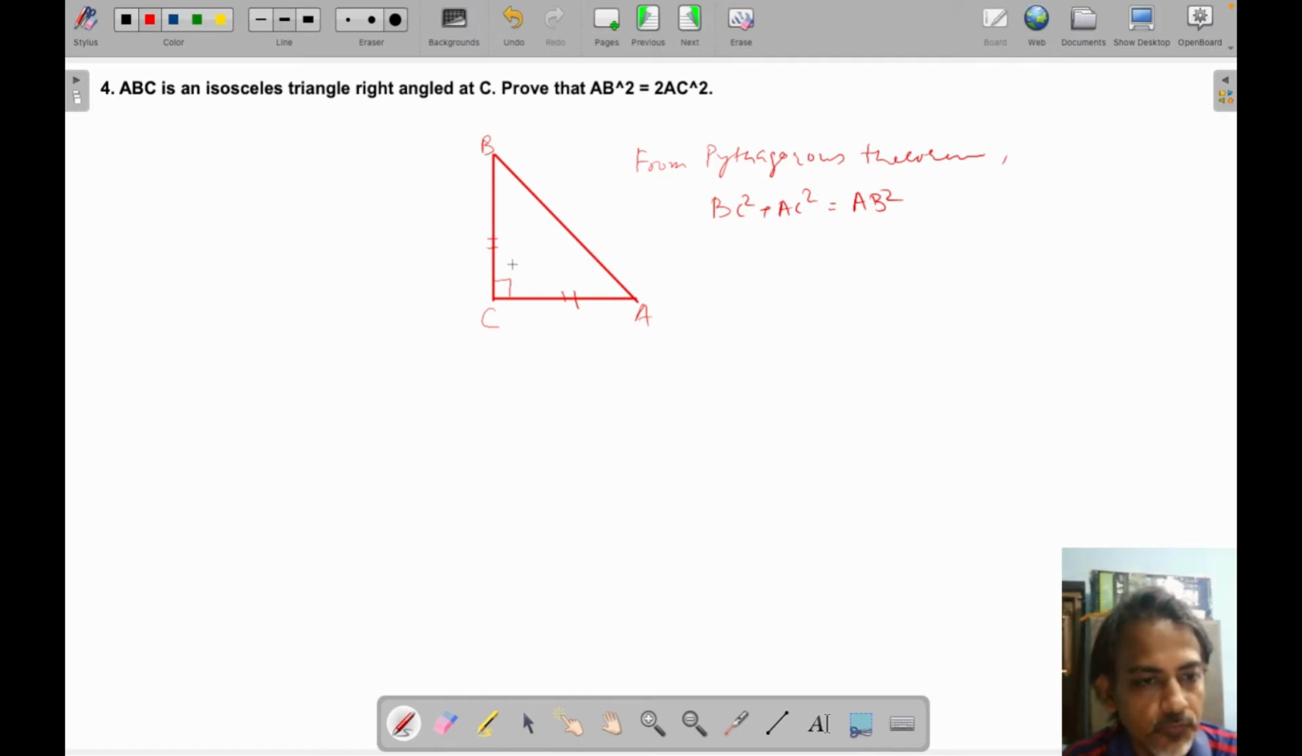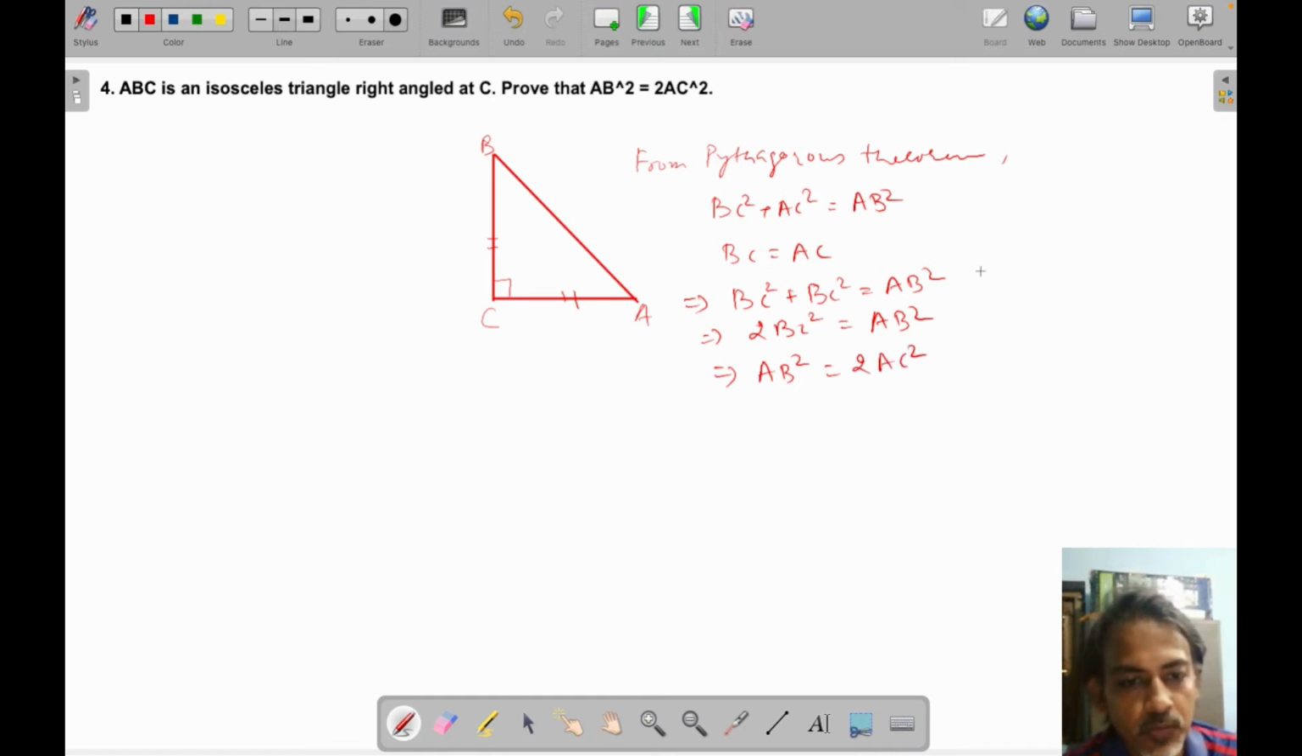Alright, so if BC is equal to AC, we can write over here BC square and another BC square also we can write, and then AB square. So 2 BC square equals AB square. We can as well write AB square equals 2AC square, because BC equals AC, right? So here itself you could have written AC square plus AC square instead of BC square and you would have got the result. So this is what we were supposed to get and we got it. Alright, let's go to the next problem.